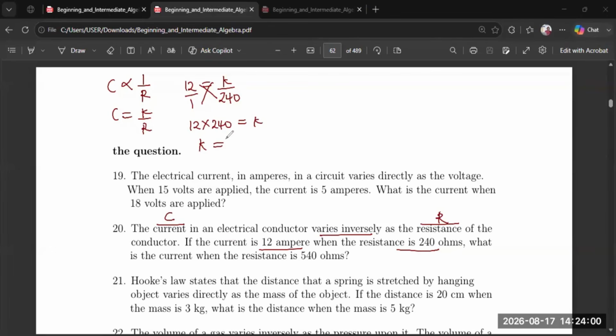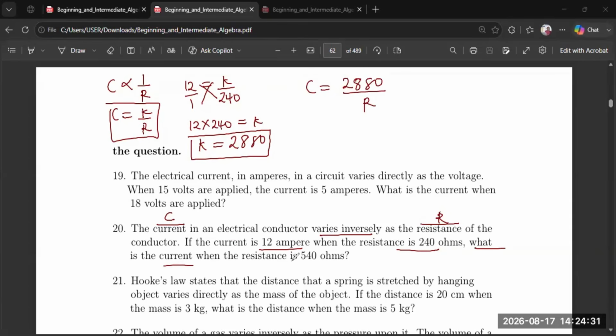Permit me to use my calculator, I got lazy. 12 times 240 is exactly 2,880. That's the constant. Now we know the constant. This equation can now be written as C is equal to 2,880 over R. The next statement says we should find the current. What is the current when the resistance is 540? So C is unknown when the resistance is 540. That would be 2,880 over 540.